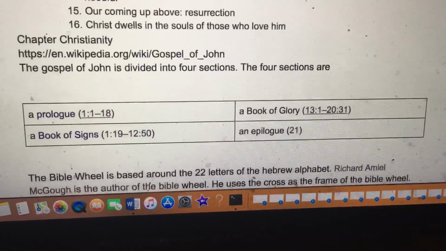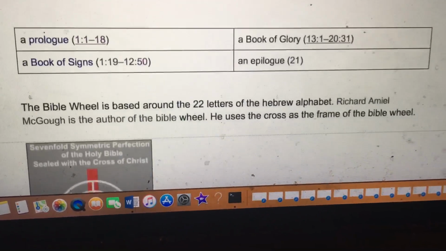The Gospel of John is divided into 4 sections. The 4 sections are Prologue, Book of Signs, Book of Glory, and Epilogue.